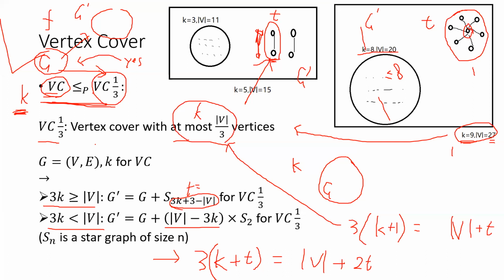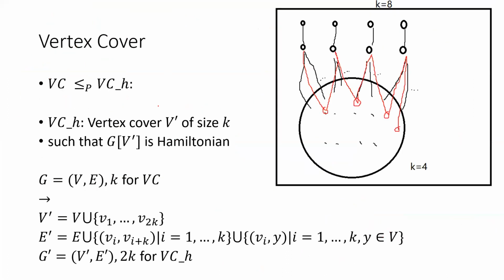And for this problem, what we need to do is to make the maximum number of vertices in the vertex cover set be 1/3 of the number of vertices in the graph. If you don't have any more questions, we can go to the next problem.